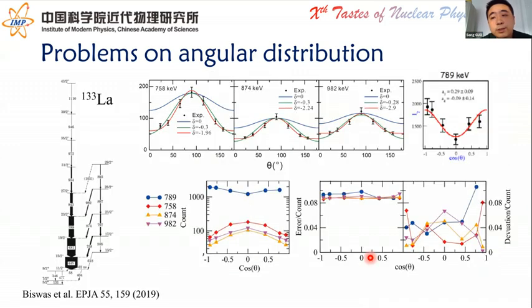Such analysis was also used in another work with Inga, the lanthanum-133. Again, the two curves cannot be distinguished within the errors, even though the errors are still questionable. In this article, the angular distribution of another transition, this 789, was reported as a reference.